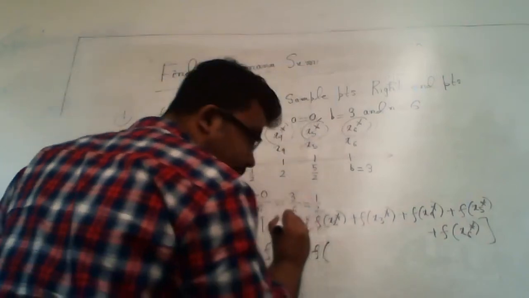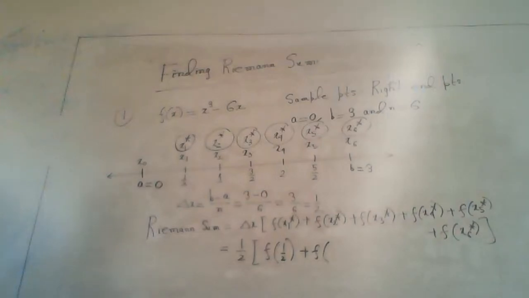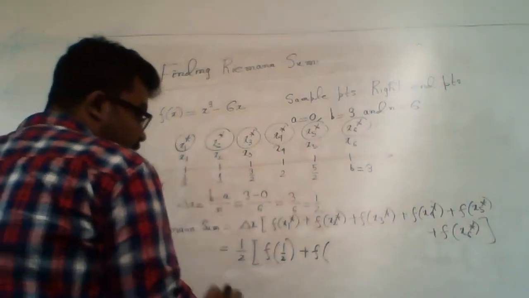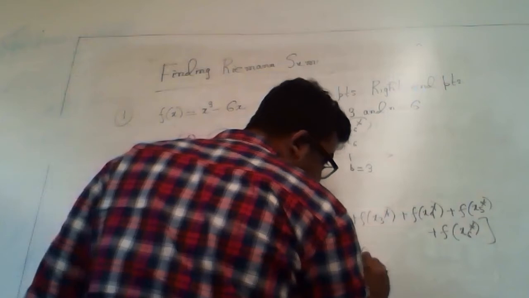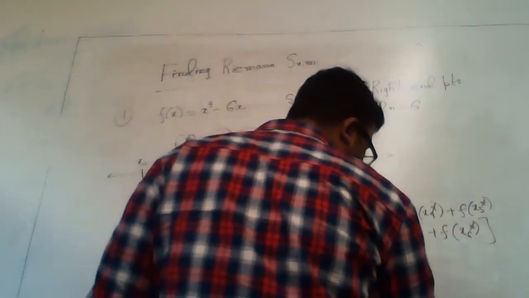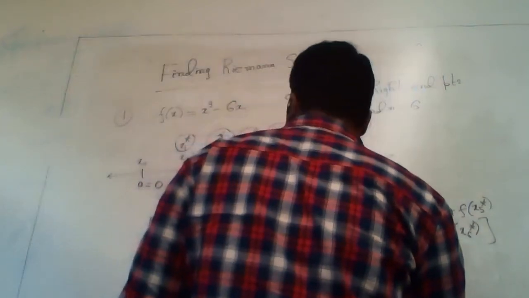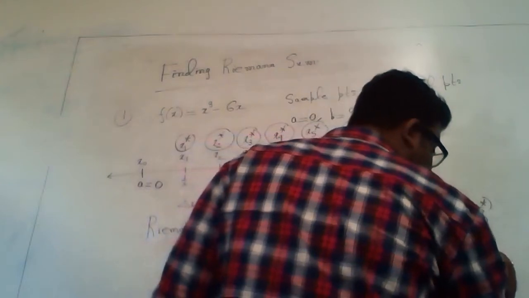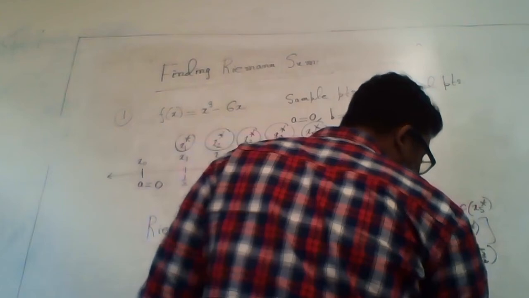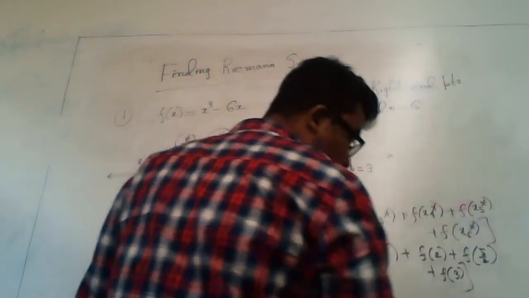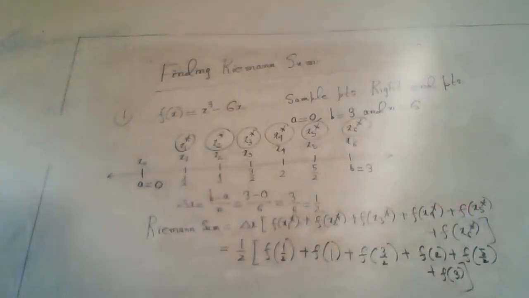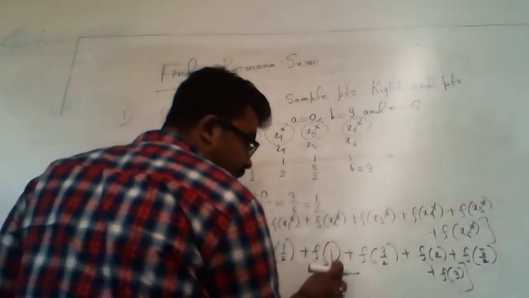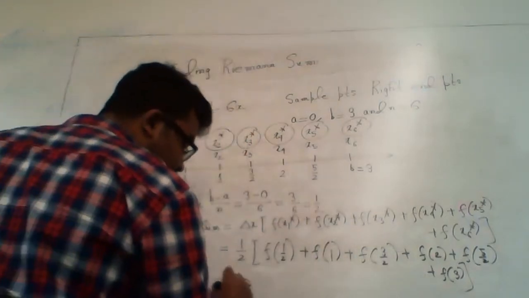My second sample point is 1. My third sample point is 3 over 2. My fourth sample point is 2. My fifth sample point is 5 over 2. My sixth sample point is 3. Once we do this, then you just put these values in the function and then calculate the value.